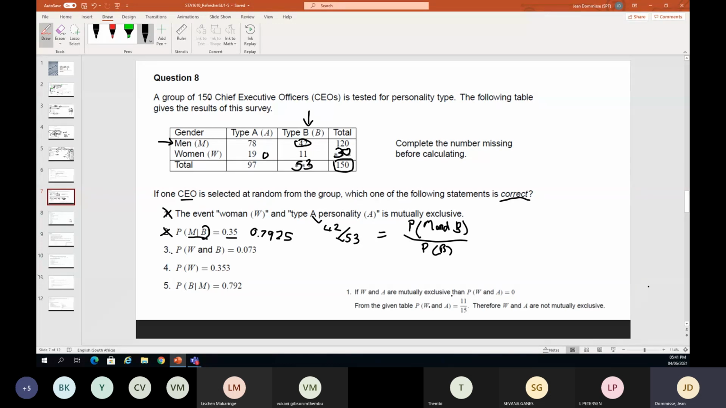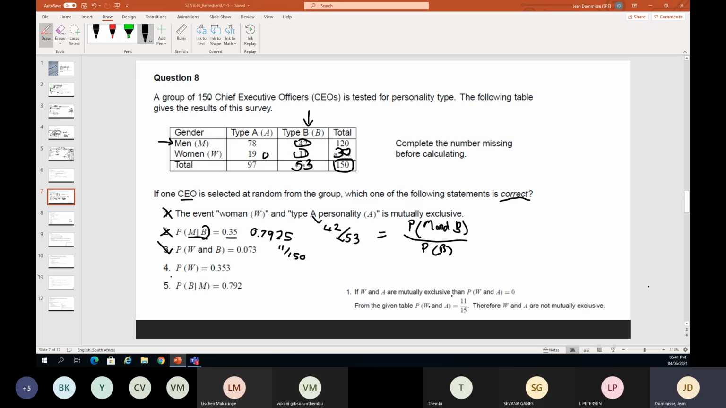Okay, probability of women and B. So it is 11, but 11 divided by what? The total, which will be the total events of both the genders and the types, which is 150. And that will then be equal to 0.073, so option 3 is the correct one.